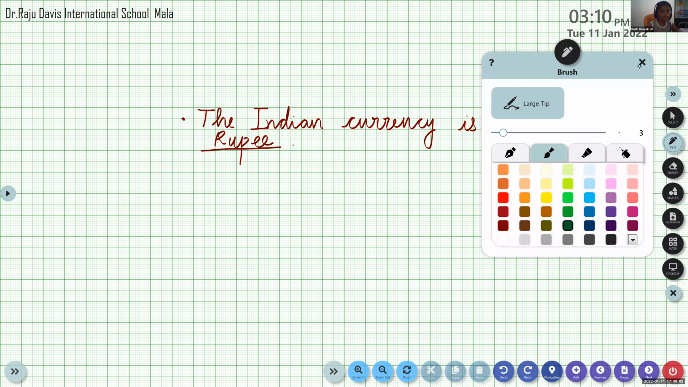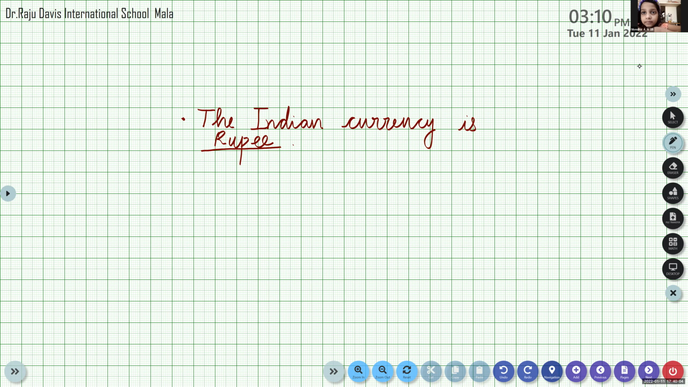Okay, Badri. What is the Indian currency? What do we call the Indian currency? Rupee. What's the spelling of rupee? R-U-P-E-E. Okay. Now we can move to the next point.